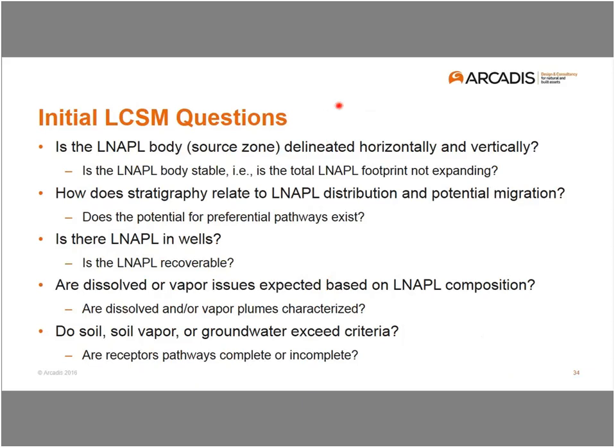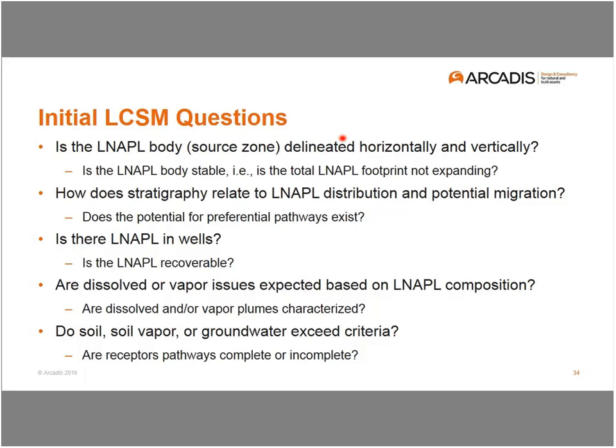So I apologize for the big text slide here, but these are a bunch of questions you want to think about when you're developing that initial LCSM. You want to ask yourself, where is that LNAPL zone? Where is the mobile LNAPL? Where is the residual LNAPL? And not only do I know horizontally where it is, but do I know vertically where it is? If there's been a lot of water table movement up and down, then I want to go down deep enough to find the bottom of that LNAPL zone.